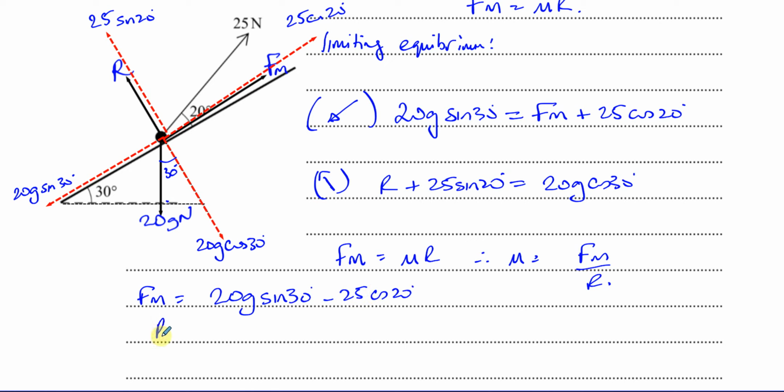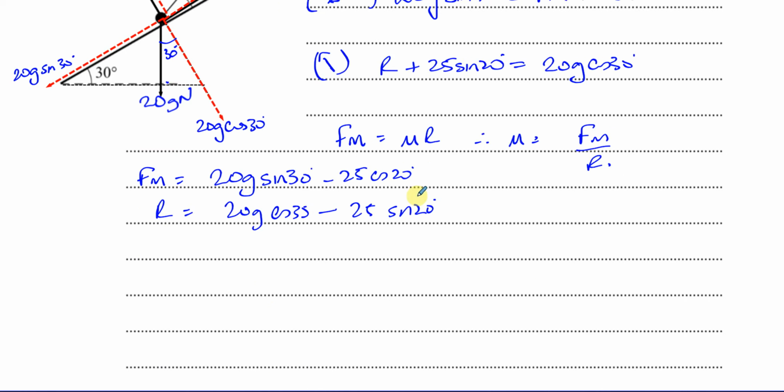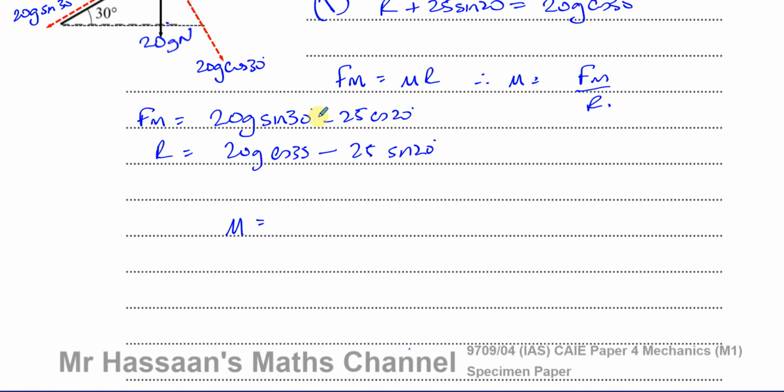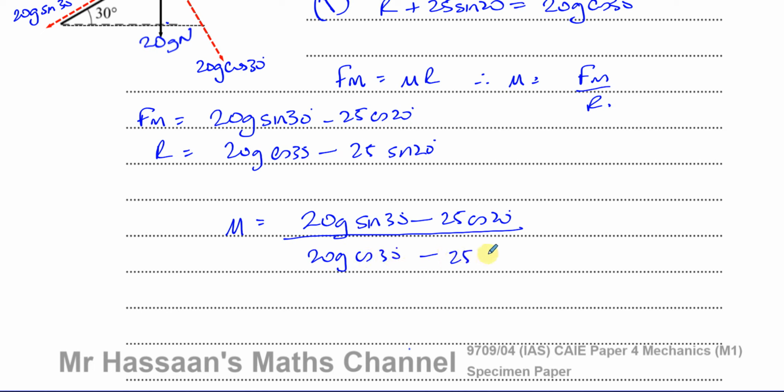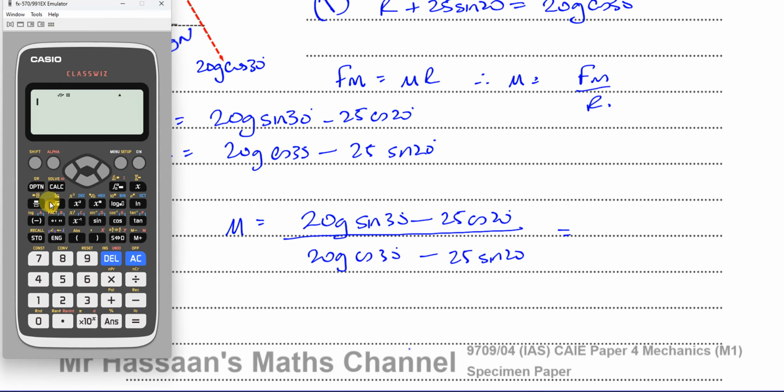And we can say R is equal to, from here, 20g cosine 30 minus 25 sine 20. Therefore we can say mu is equal to, we can divide them, 20g sine 30 minus 25 cosine 20, divided by 20g cosine 30 minus 25 sine 20, and that gives us our answer.